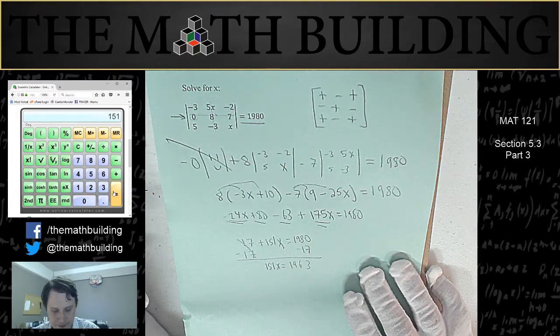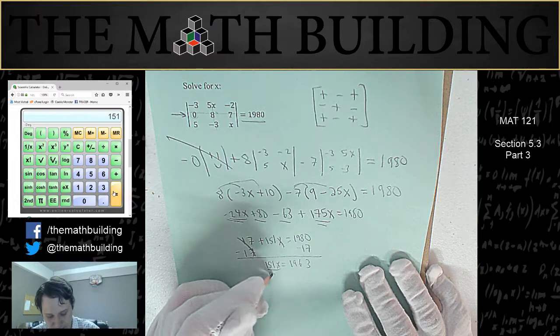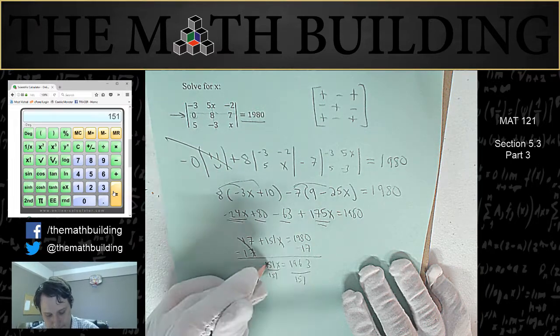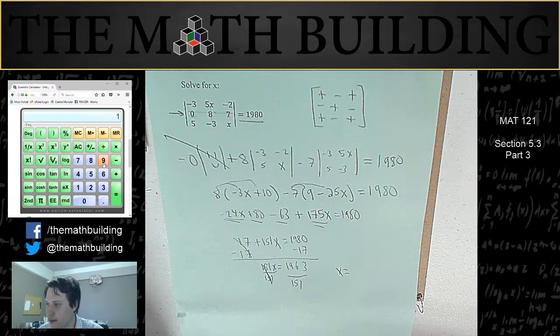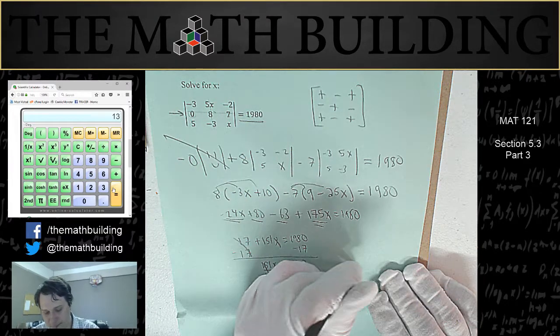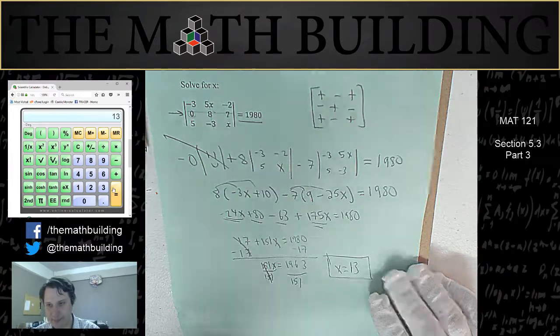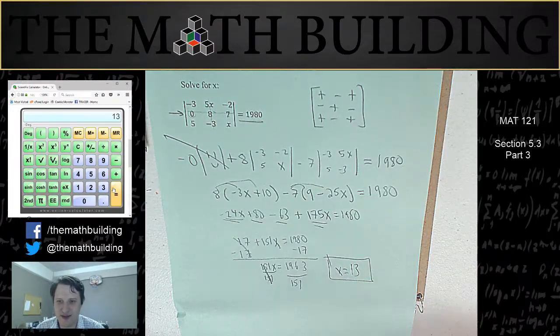1963. And then just divide by 151. So x equals 1963 divided by 151. And we get 13, a very lucky number. So x equals 13 is the answer.